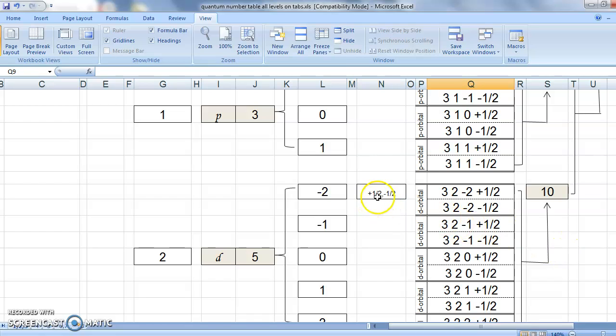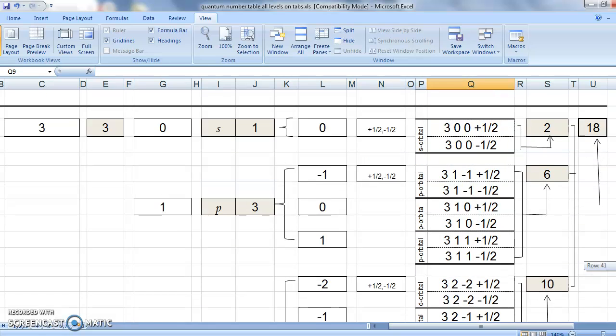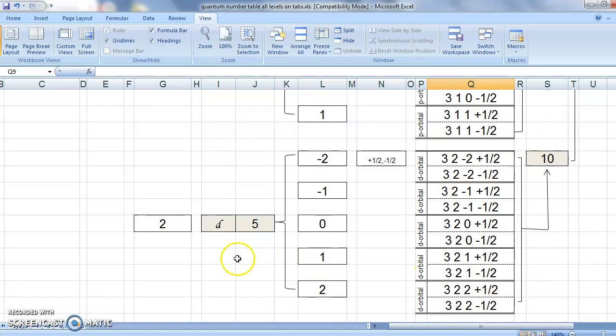The fourth number is always plus half or minus half. So where am I getting these numbers right here? Where is this 3, 2, minus 2, plus half coming from? First number is a 3. Second number's putting it in the 2 sublevel, or the d sublevel. The third number is a -2. That's the orbital that it would be in. And the fourth number is +½.